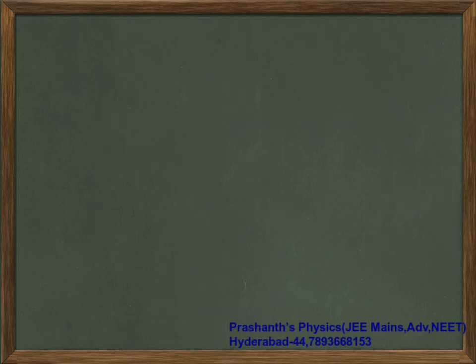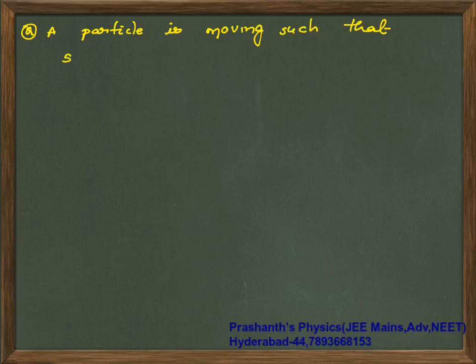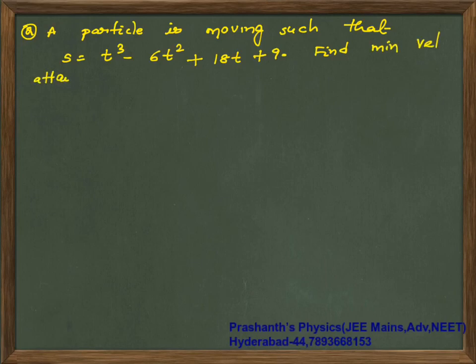next is, let us try to do a problem on maxima minima. Okay, next question is, a particle is moving such that s is equal to t cube minus 6t square plus 18t plus 9. Question is, find minimum velocity attained by particle. That is your question.